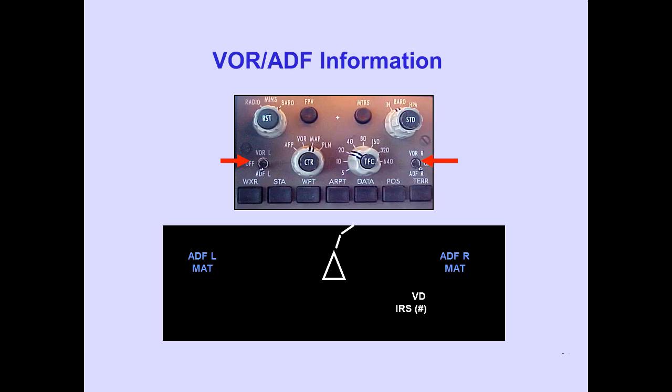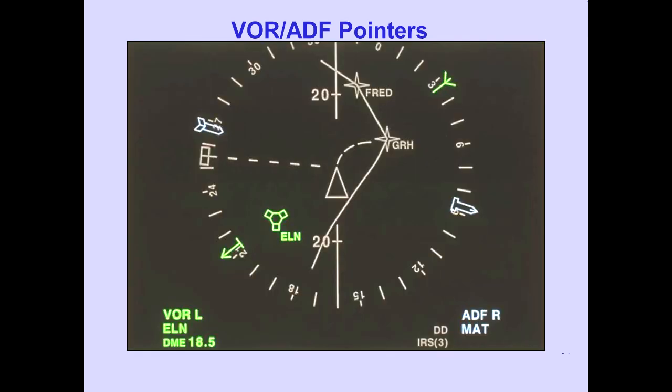VOR and ADF information can be displayed when selected on the EFIS control panel. The lower left corner of the CRT displays the left VOR or ADF information. The lower right corner displays the right VOR or ADF information. VOR information is displayed in green, ADF information is displayed in blue. The VOR or ADF pointers are also displayed on the compass rose. The left pointer is the thin pointer. The right pointer is the wider pointer. Now let's review some displays.